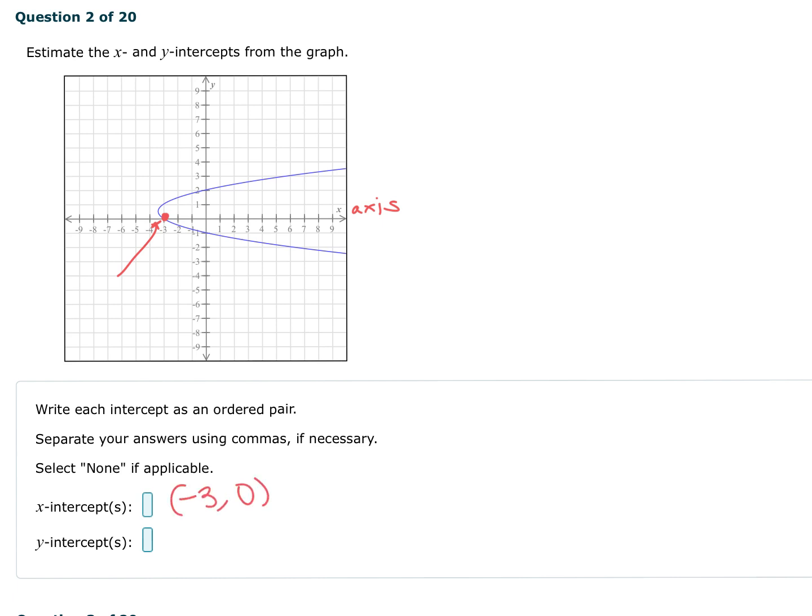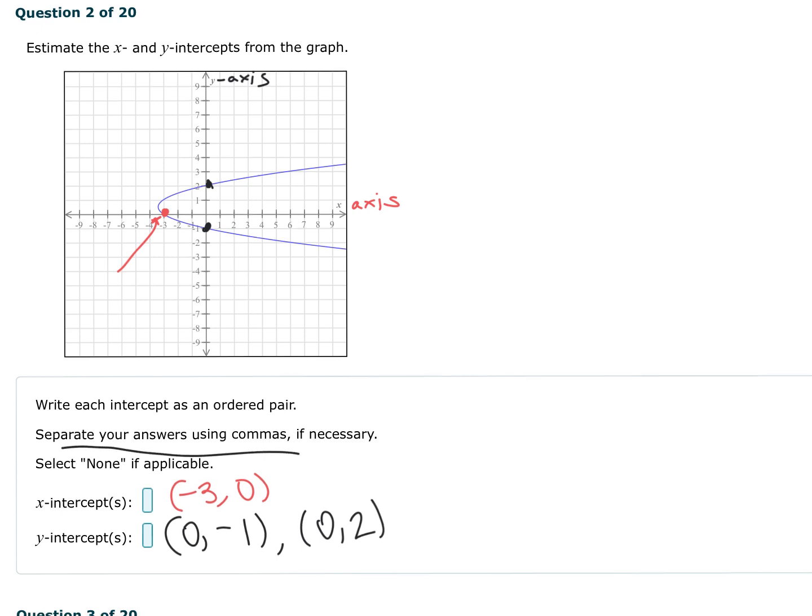And then for my y-intercepts, it is in two places. Here's the y-axis, and that would be here and here. Those ordered pairs are 0, -1, comma, 0, 2. So we do use an ordered pair, and we're going to separate our answer using commas.